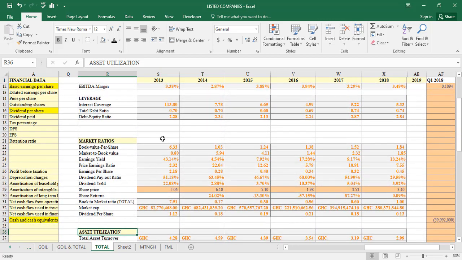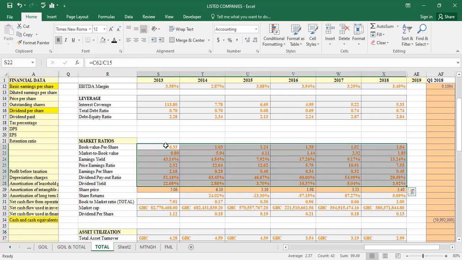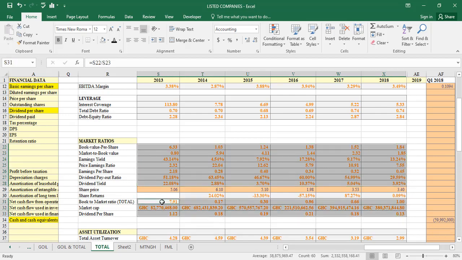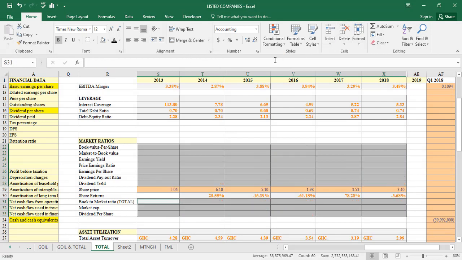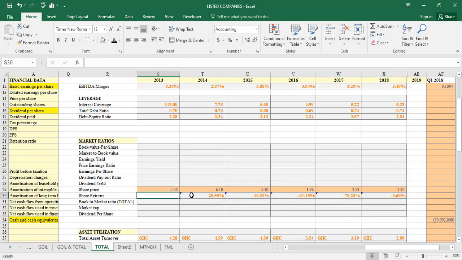So let's start with the book value per share, or the market ratios. It has already been estimated here, so as always we need to clear them all. Okay, so we cleared all these. So let's delete them, except the share price, the share returns must also go. Good, leaving the share price. All right, so let's start with the book value per share.